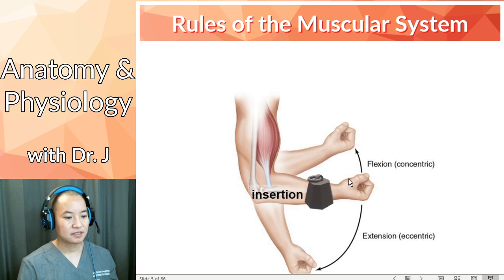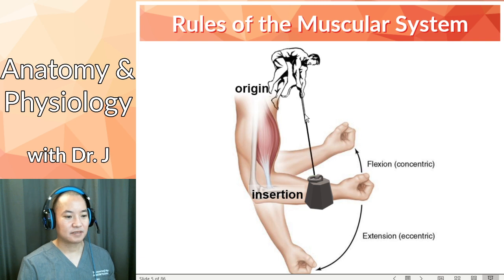Now, what do we have here? So here, if we have the insertion and it's down here, and then if this is the muscle and the origin is up here, what happens when this muscle contracts right here? Again, the insertion pulls toward the origin. So this muscle right here, we call the biceps brachii.